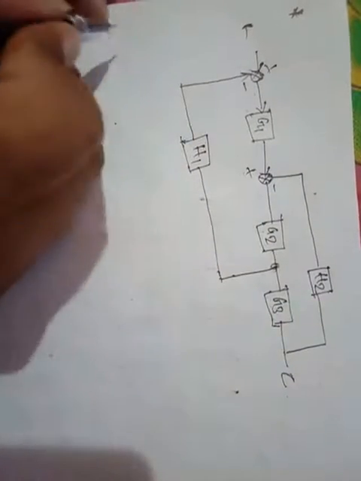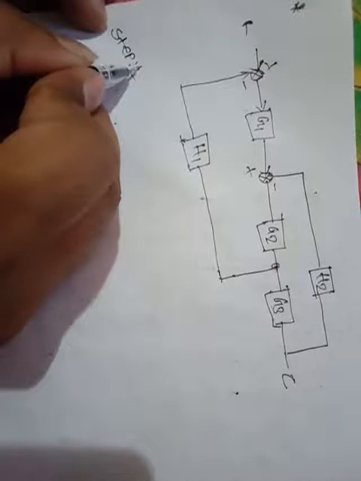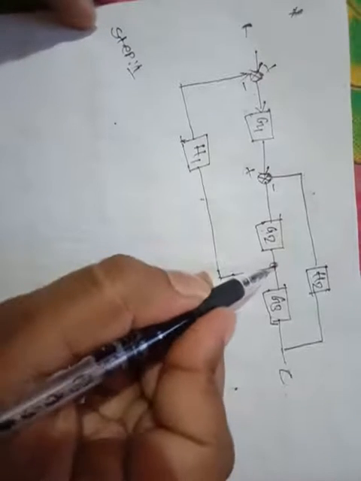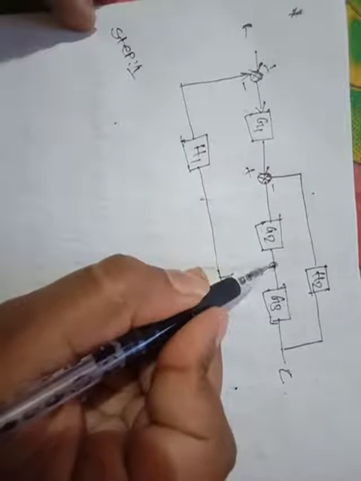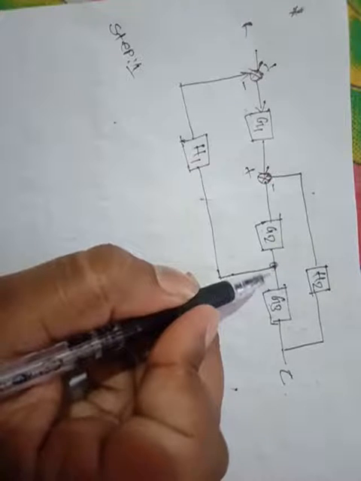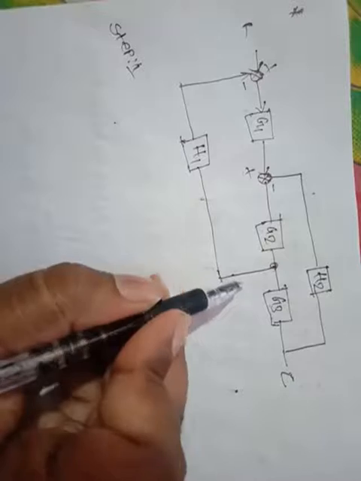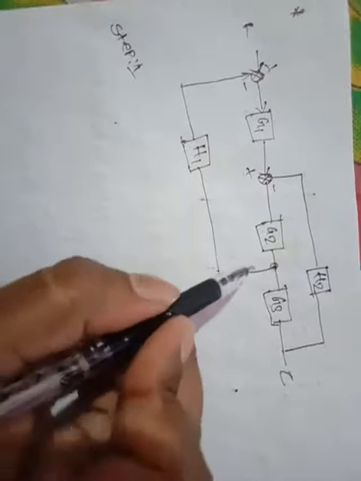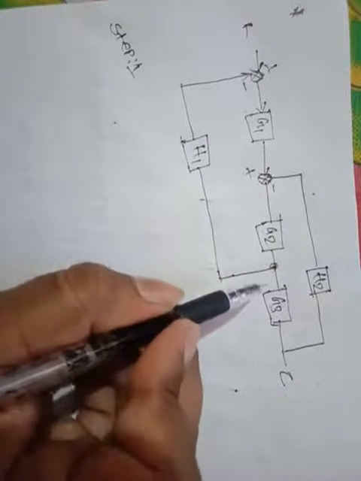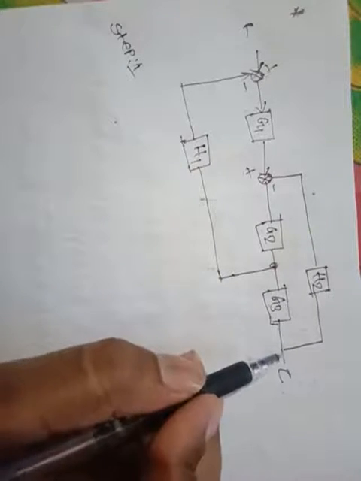Now we'll see step 1. If the takeoff point is connected here, then the block diagram reduction technique is very difficult. At first we'll make the block diagram easy. To do that, the takeoff point will be moved forward to after G3.